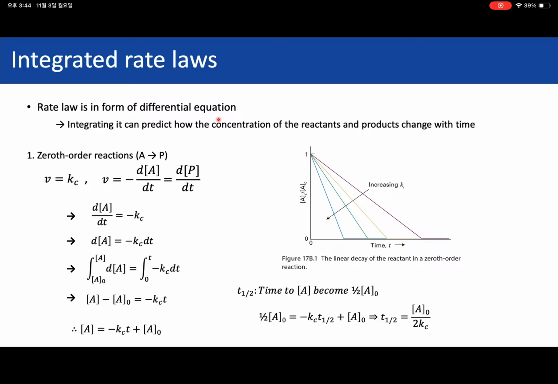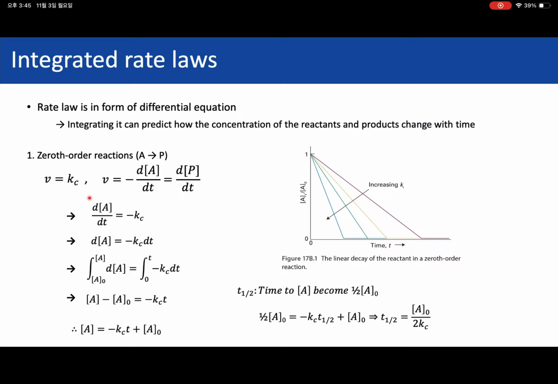Actually, the concept is quite simple. Since the rate law is in the form of a differential equation, integrating it will give us the solution for the differential equation, which is the time evolution of the concentration of the reactant and the product, which is the rate of reaction.